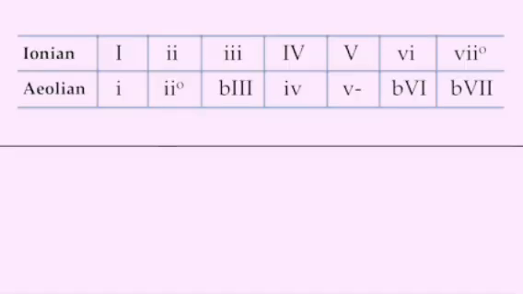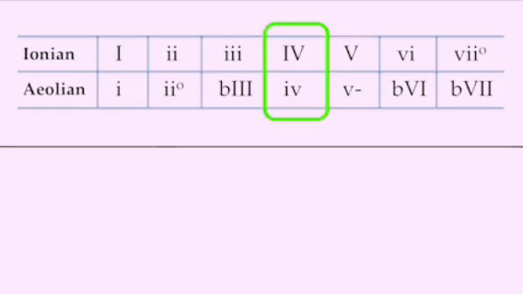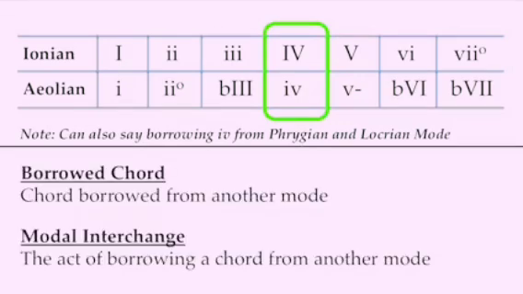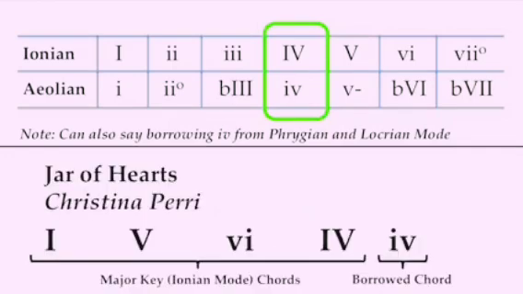So if you look at the 2 modes side by side, you notice that the 4 chord is major in the Ionian mode, but it's minor in the Aeolian mode. So a common thing to do is to borrow the 4 minor chord. So you write a song in a major key, and then you just throw in that 4 minor chord. That 4 minor chord is called a borrowed chord, and that technique is called using modal interchange. An example of this technique is a song like Jar of Hearts by Christina Perri. So here's how that would sound.